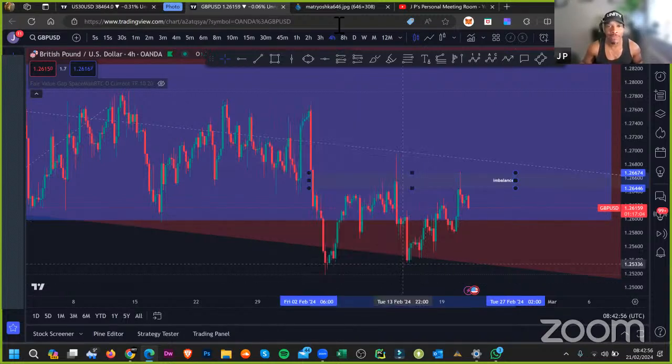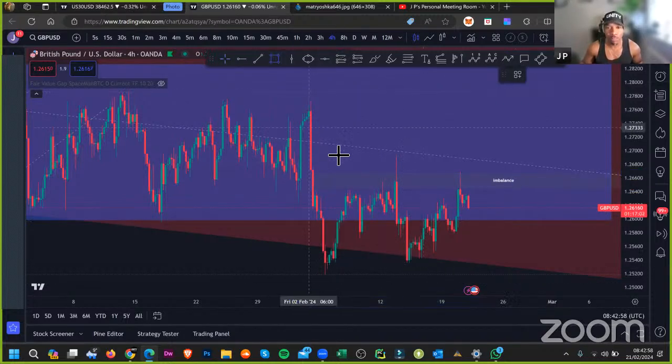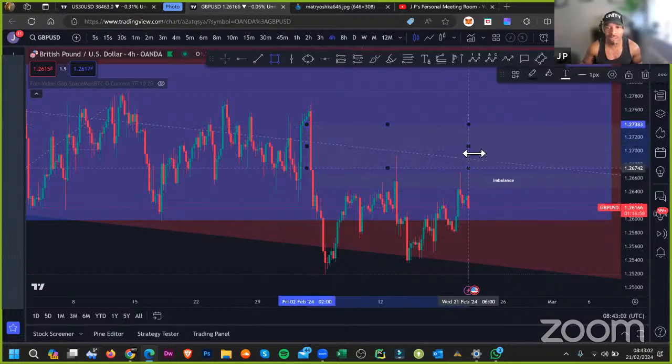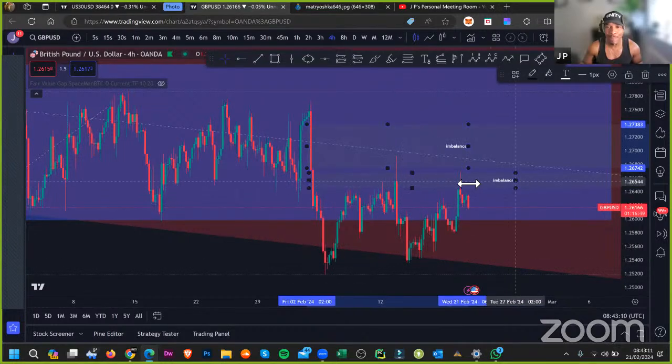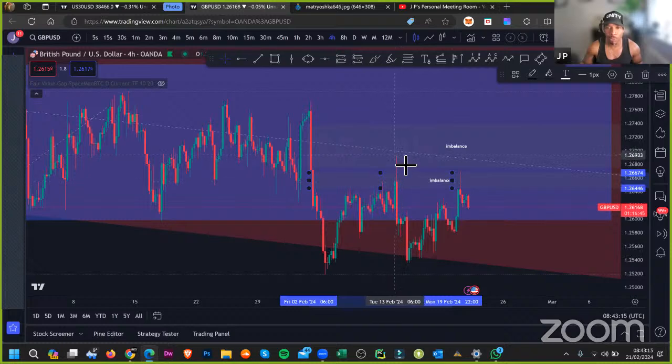All right, and we can see a big imbalance over here also. Now, I've explained imbalances to you multiple times as inefficiencies. I've given you the supermarket analogy. I'm not going to give it again this morning. We did it yesterday. But the market doesn't like these imbalances. So here it gave participants in the market an opportunity to get in around about the 50% of the imbalance.